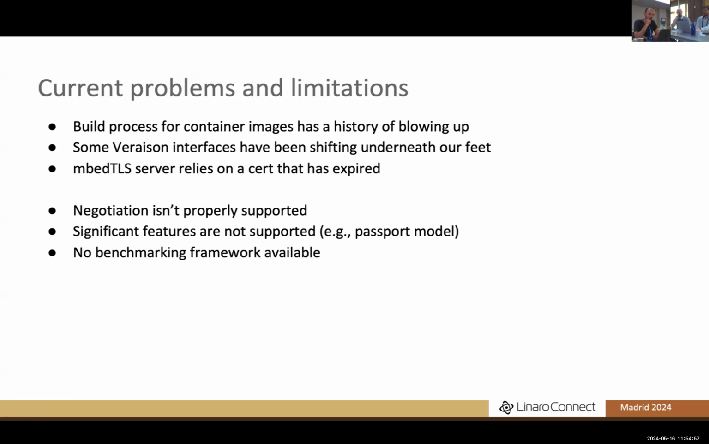Some of the features are not supported, as I was mentioning earlier. So, for example, the passport model, we didn't do that yet. And we have no benchmarking framework. And given that our root of trust is essentially a software emulation of the TPM, I'm not exactly sure how relevant those benchmarking features would be, because it doesn't really represent a proper root of trust. And obviously we don't really have support yet for other roots of trust.